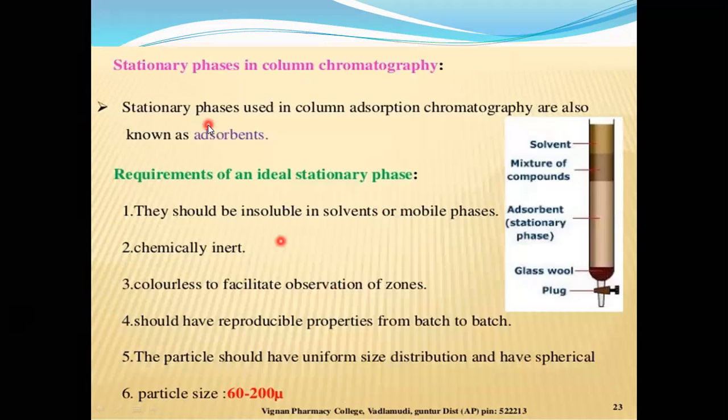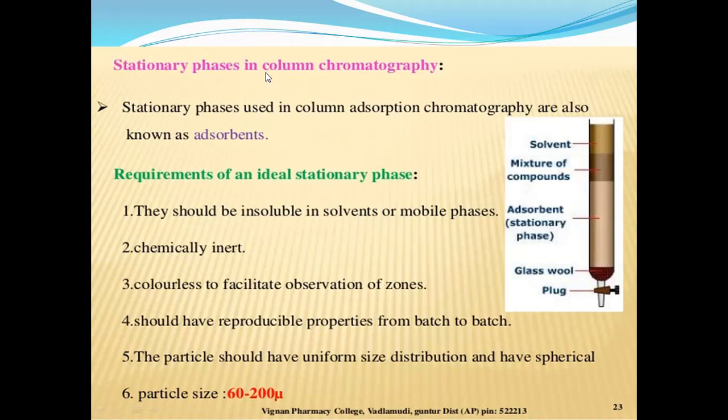Next, the second one is selection of stationary phase. Here, the stationary phase used in a column is an adsorbent. Frequently we use two types of adsorbents or stationary phases. One is silica, the second one is alumina. We have different types of silica and different types of alumina, depending on the pore size. These are particles, granules, or we have powder silica gel or powder alumina also.